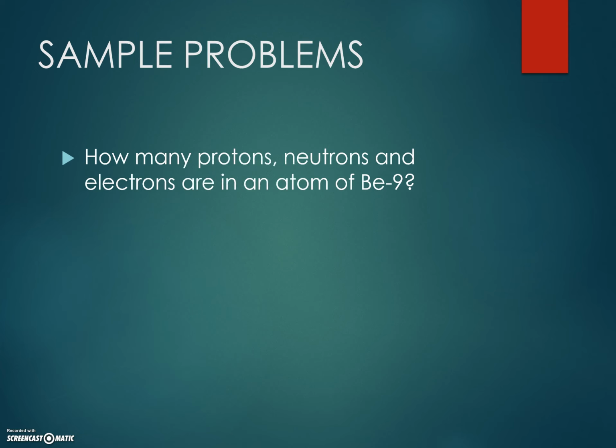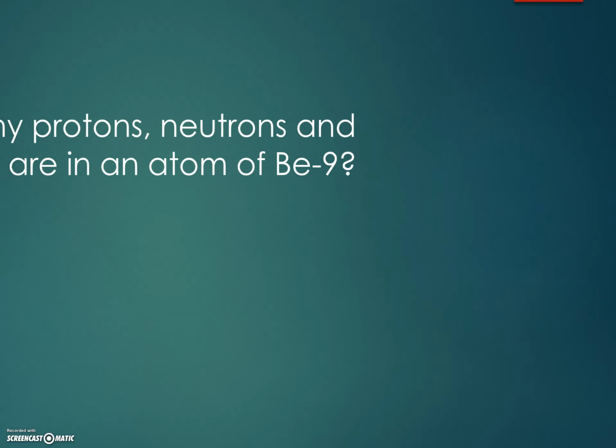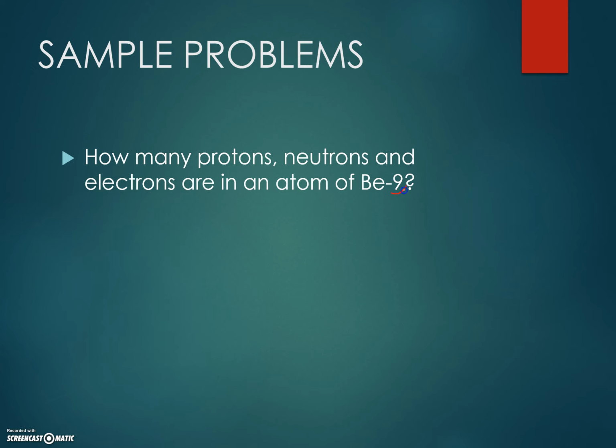So, a sample problem. How many protons, neutrons, and electrons are in an atom of Be9? Well, what you need to know is that this 9 here is the mass number. And the mass number, do you remember what that is? The mass number is the protons plus the neutrons. So if I'm looking at this, the only way to do it is to look at a periodic table. So you should have a periodic table next to you for the rest of this lesson. So go ahead and pause and get one because that will make the most sense for this.